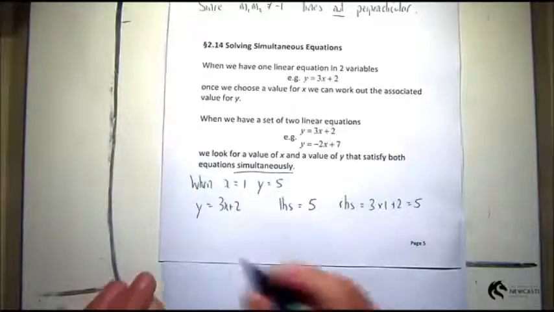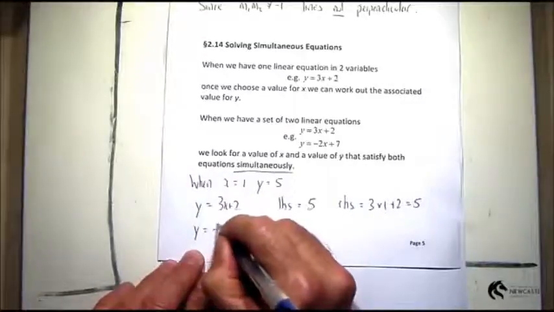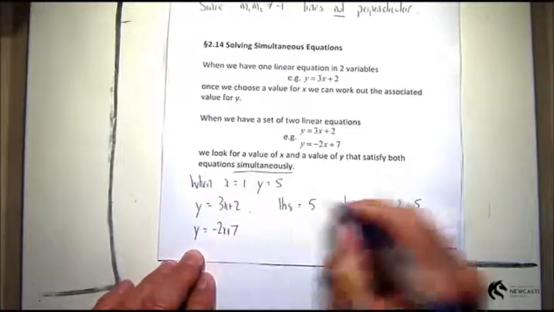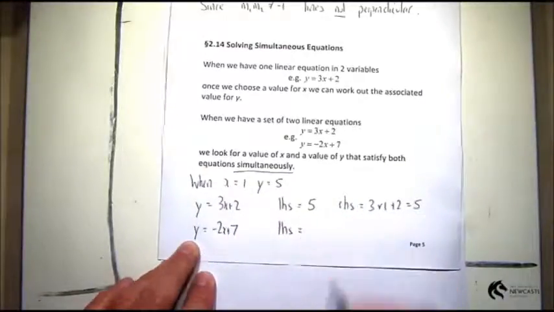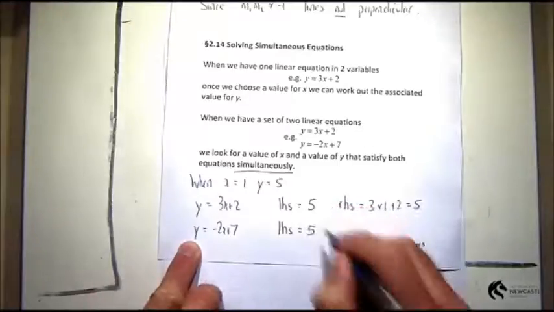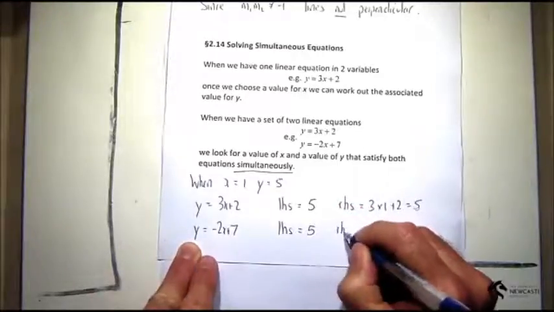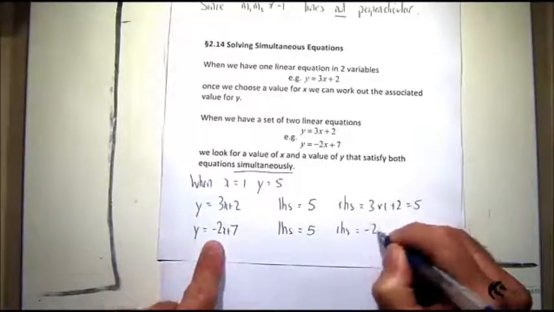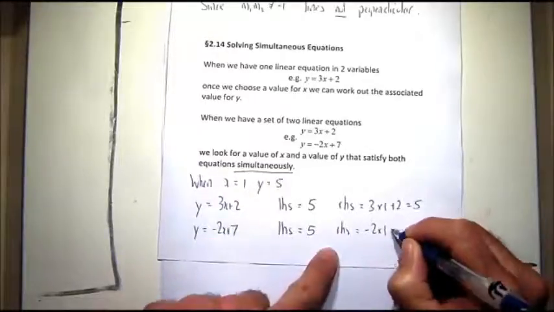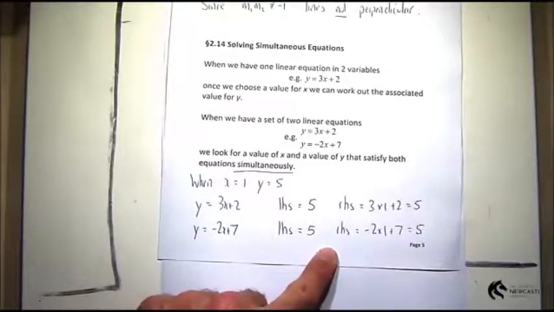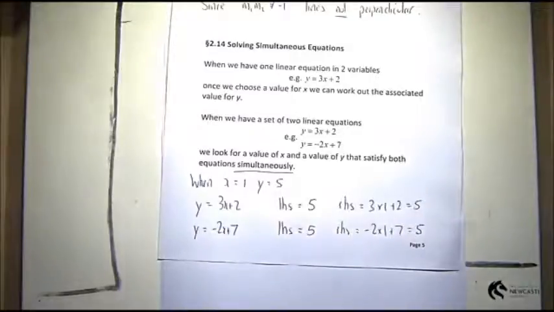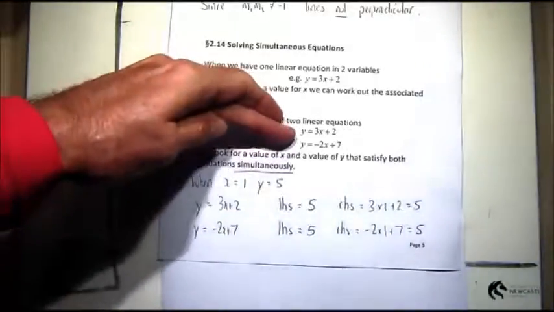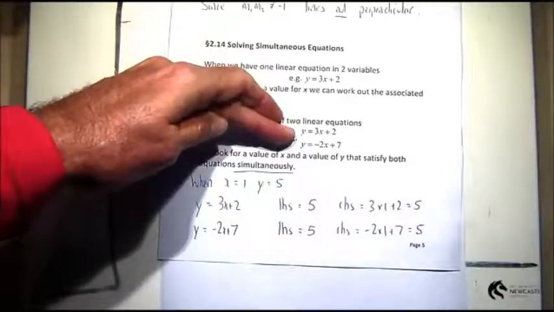It is y is equal to minus 2x plus 7. So the left-hand side again is just y, so that's 5. And the right-hand side is minus 2 times 1, which is minus 2. Minus 2 plus 7 is indeed 5. So in fact, (1, 5) satisfies both of these equations simultaneously.